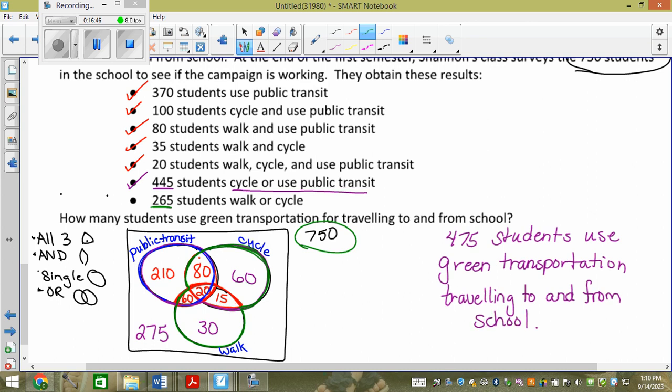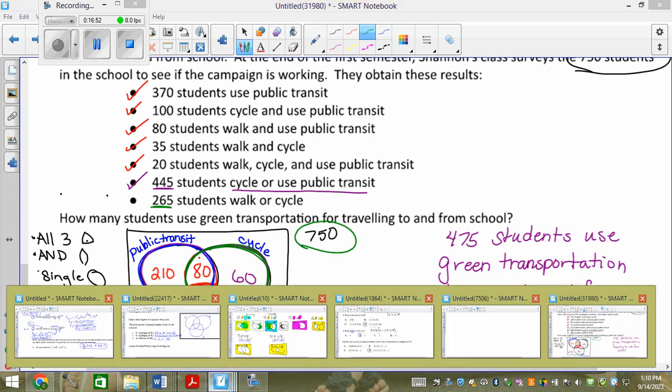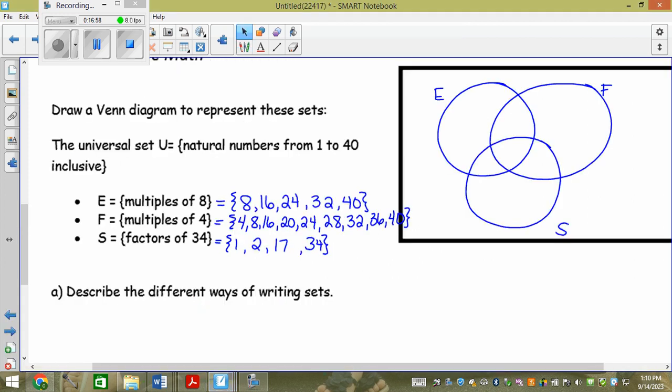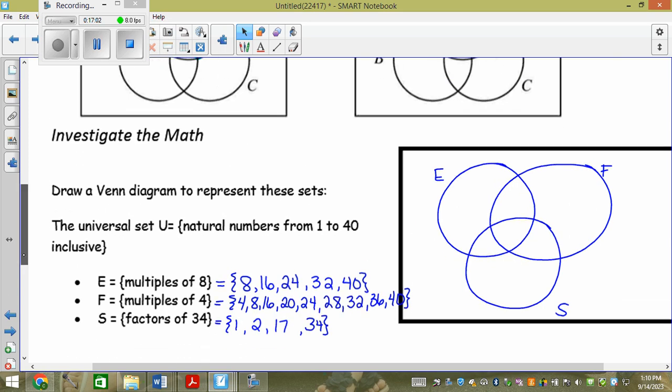Okay, we're going to bring this out for tomorrow to finish off the other ones, but in the meantime, I want you to go back to your notes, please. 3 circle Venn diagram notes.